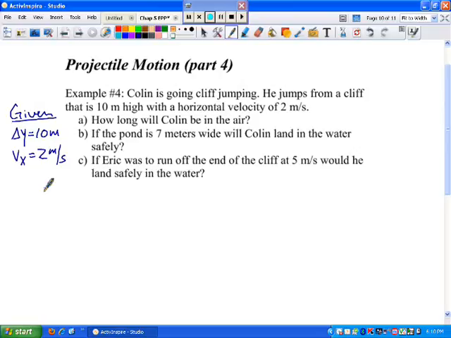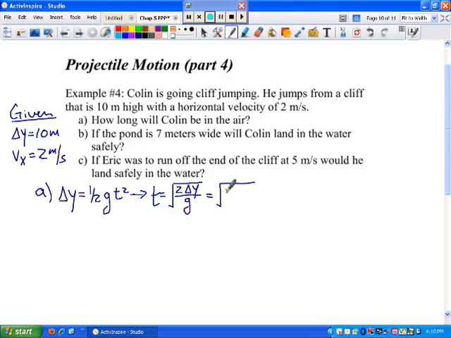Again, as is seeming to be a slight trend, the first thing that is asked is, how long will Colin be in the air? Well, as in our previous 3 examples, we'll use our delta y equals 1/2 gt squared equation rearranged to find t. Once we've plugged all of our information into 2 delta y over g and then taken the square root of that, we will result with a time that would be the total length of time that our projectile is in the air.